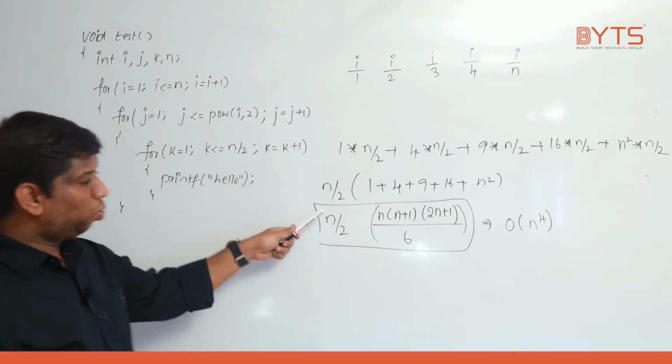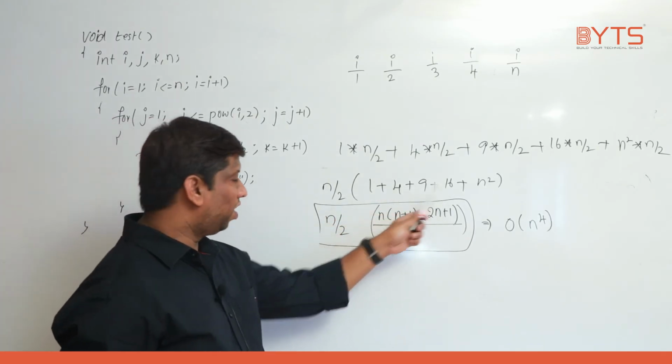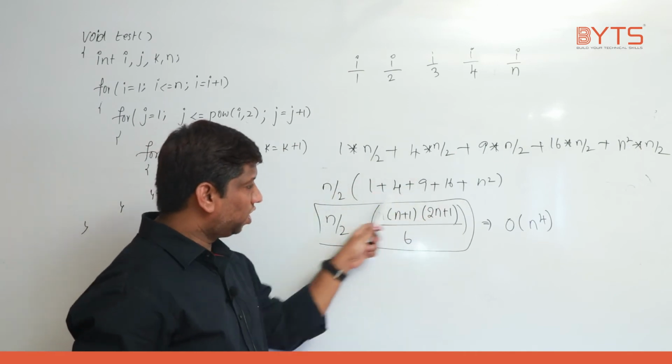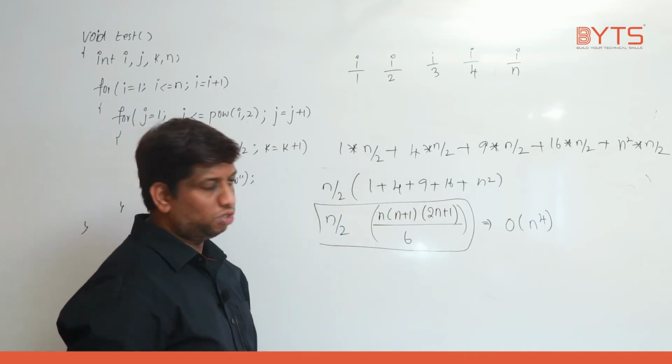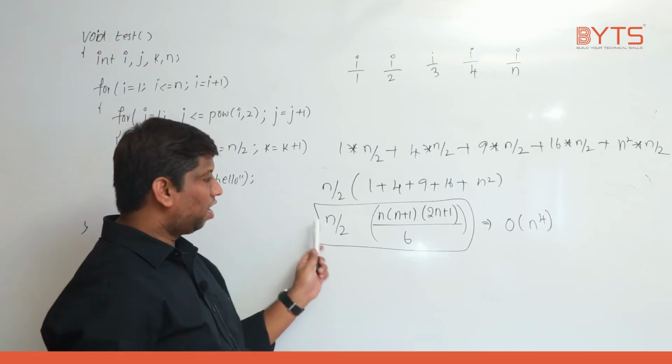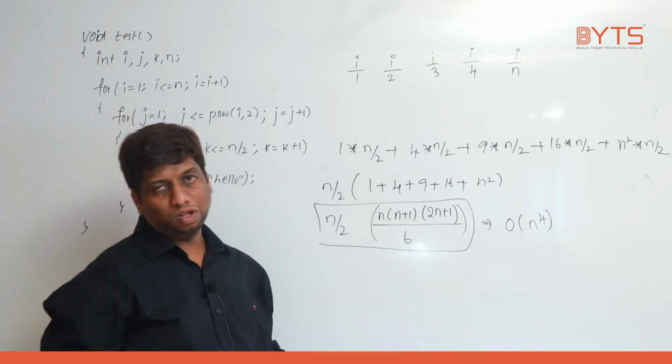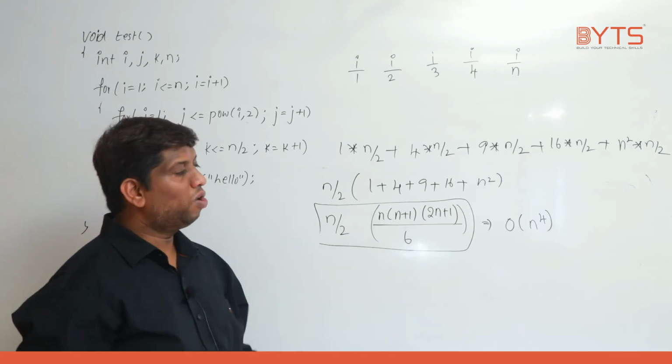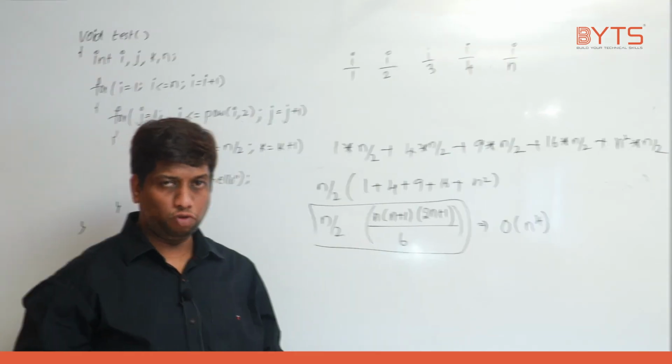So if you take n by 2 common, 1, 4, 9, 16 will give n by 2. What is the value of this expression? Sum of the squares of first n natural numbers: n into n plus 1 into 2n plus 1 by 6. And if you approximate this to the highest term, that will become what? O of n power 4.